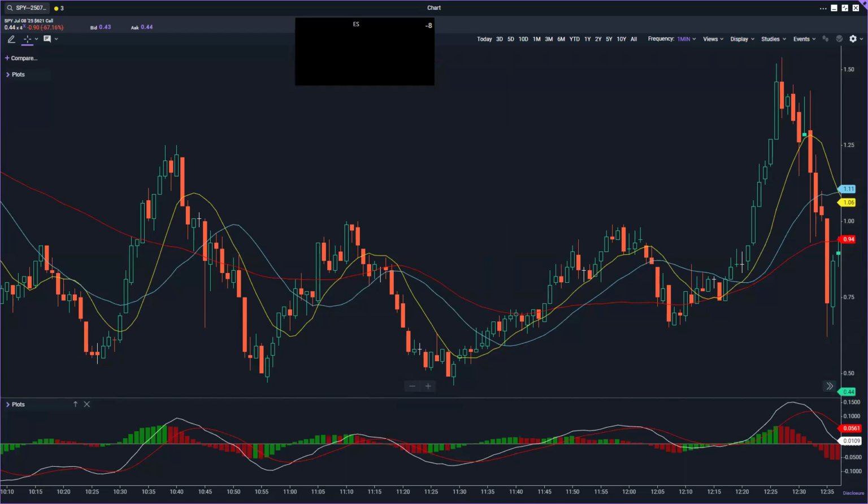Is anyone following along? 1203. Great job, Nimka. 1203. Now look at the 1203 candle. Here is the 1203 candle.